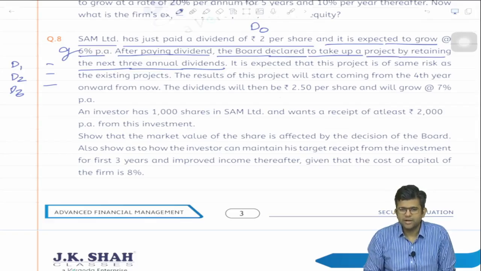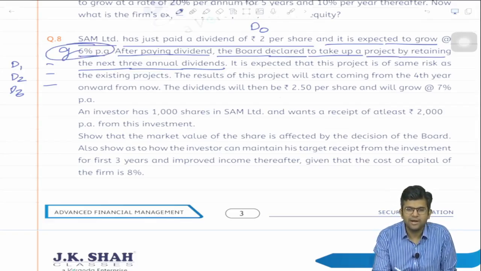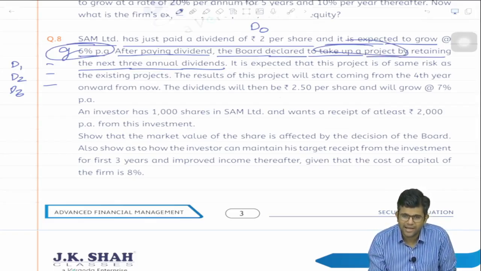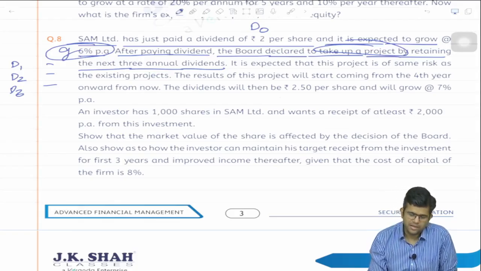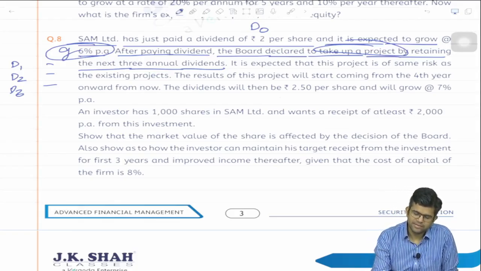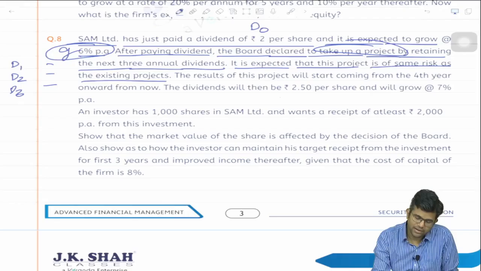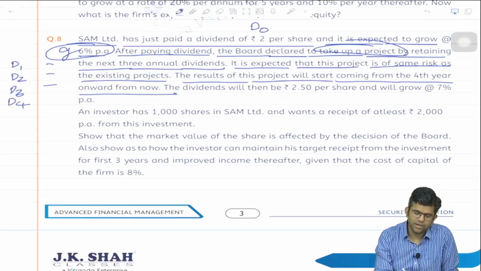So they are saying, sorry, what we told you now, we are deviating because we are going to pick up some new project for which we require cash. We cannot give you. Everybody clear? We cannot give you money and hence we will retain the 3 dividends. Now, it is expected that this project is of same risk as the existing projects. That's okay. The results of this project will start coming from 4th year onwards. Okay. So they are saying that 4th year dividend will be 2.5.